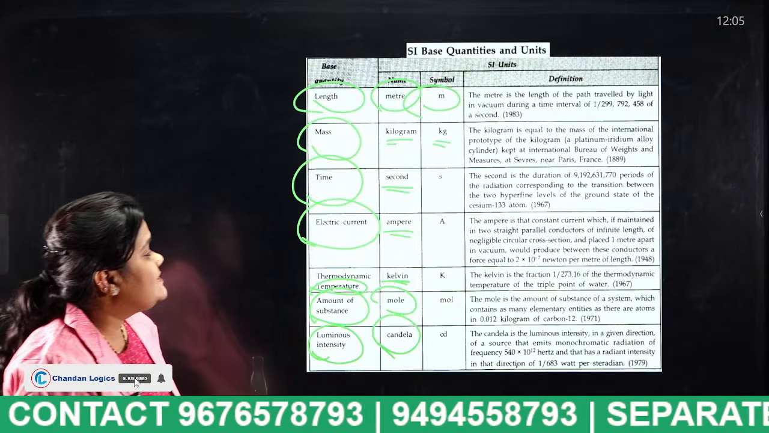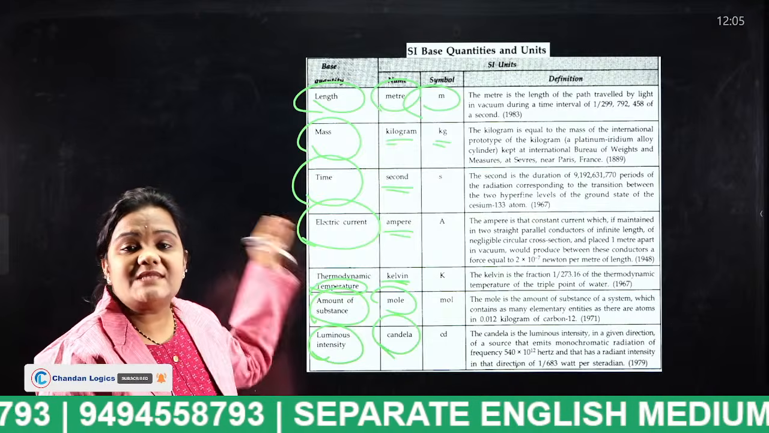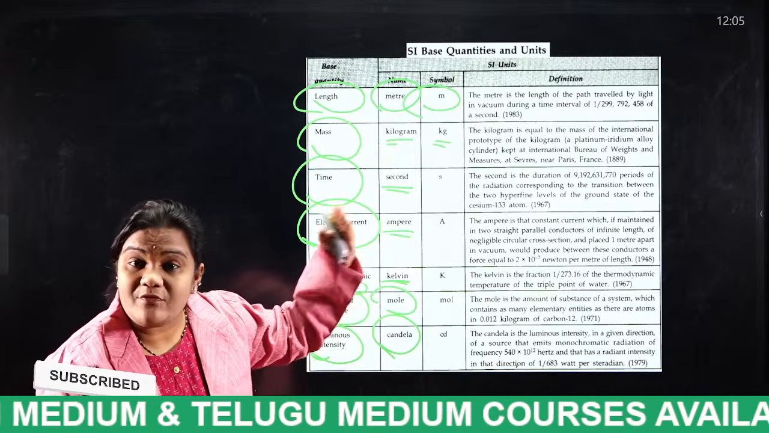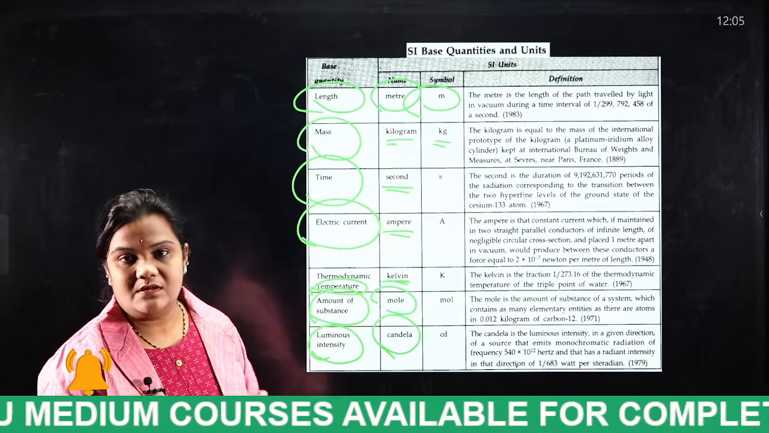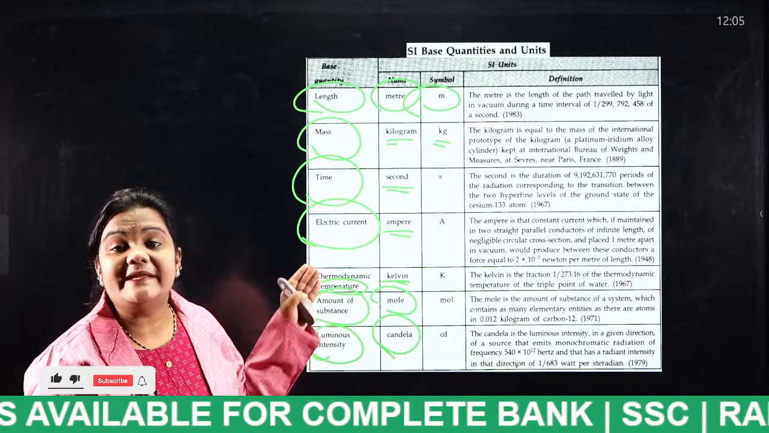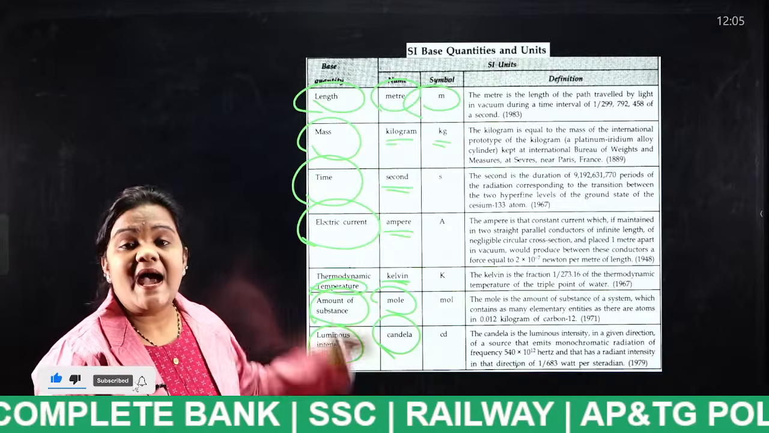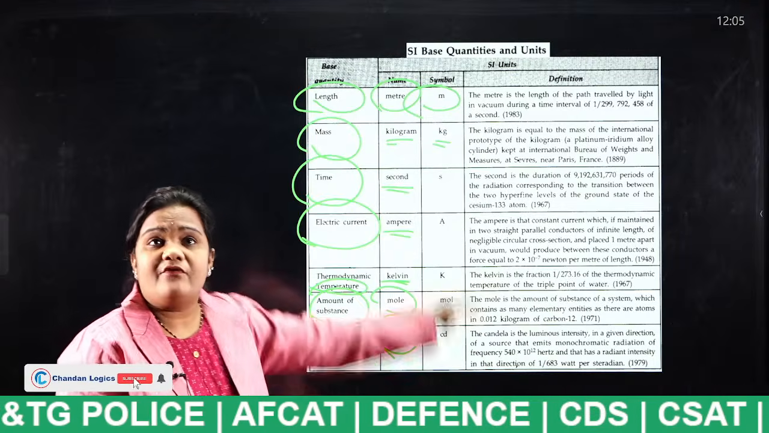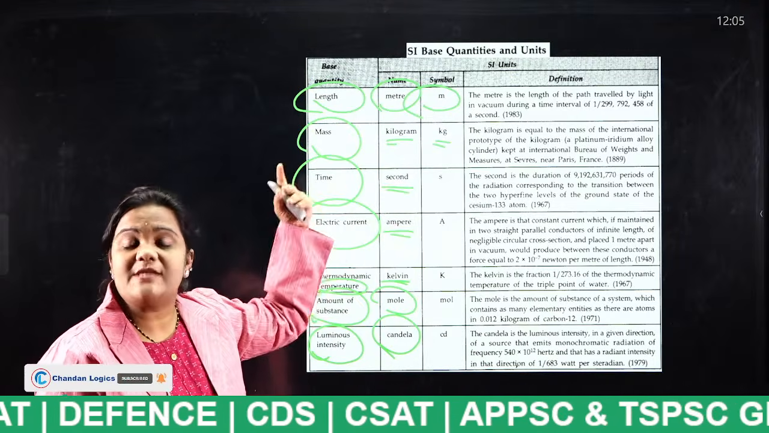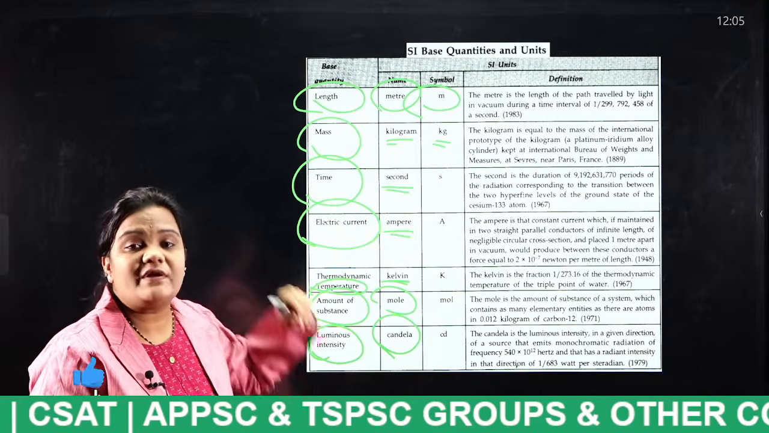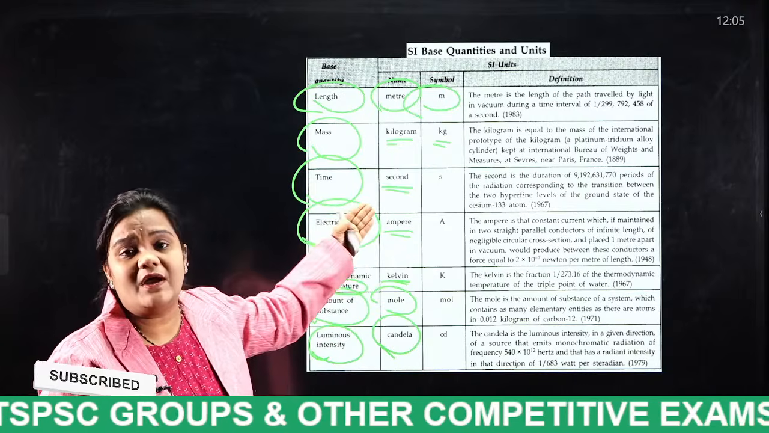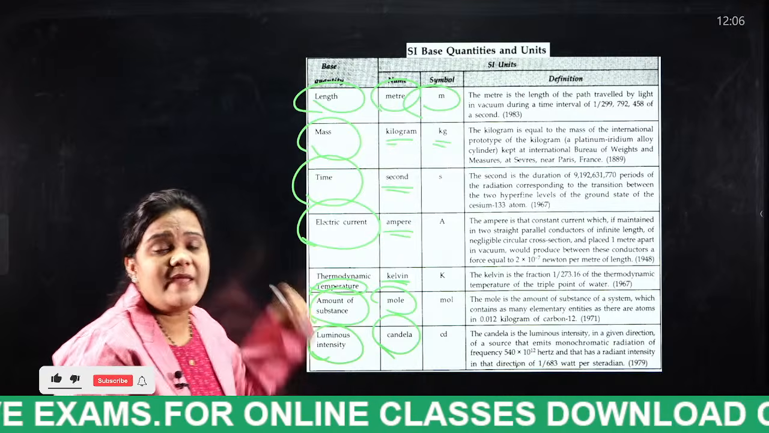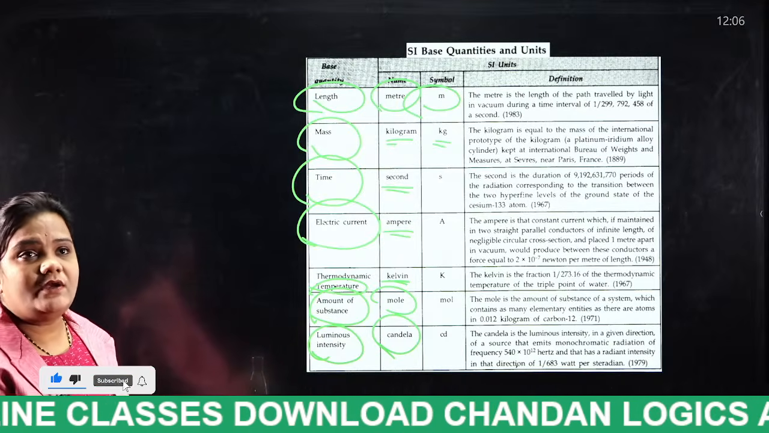What is the unit of luminous intensity? Candela. One thing is that these are all fundamental physical quantities. That means they are not derived from any other physical quantities. Luminous intensity is also a fundamental physical quantity, and its unit is candela. Very, very important. From this set you can expect one question for sure: what is the unit of luminous intensity, or what is the unit of electric current. Make a screenshot, or note it down in your notebook.